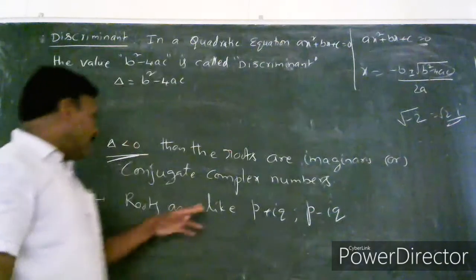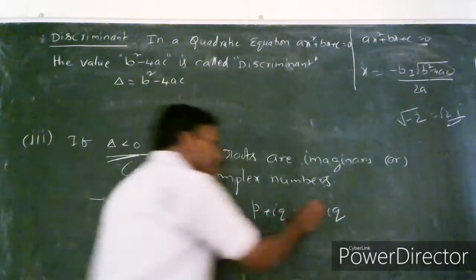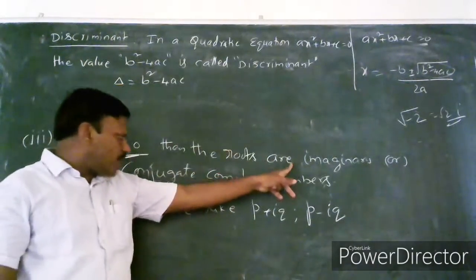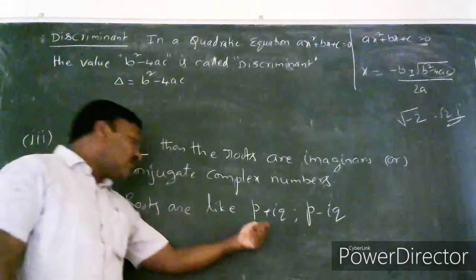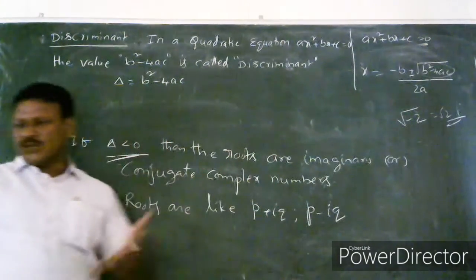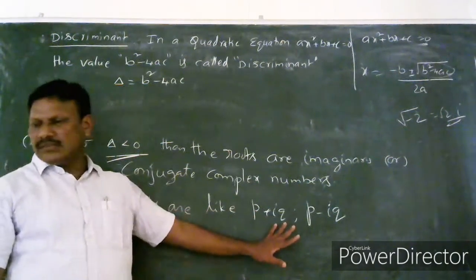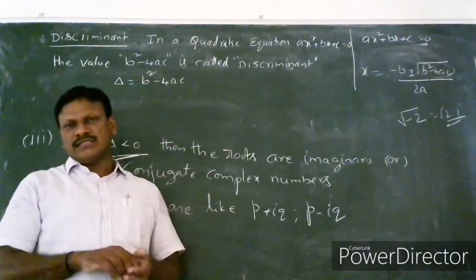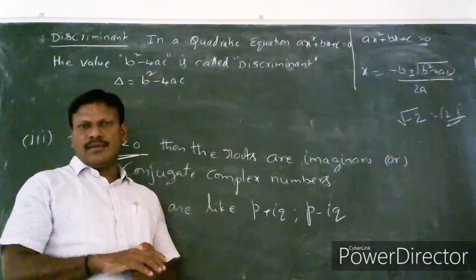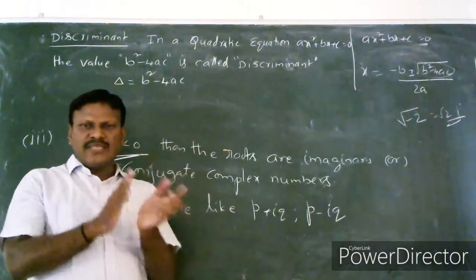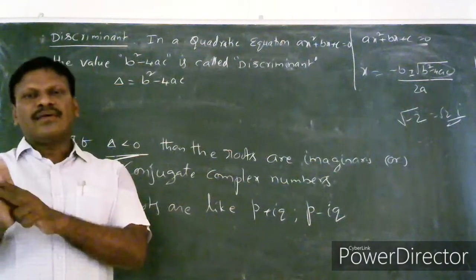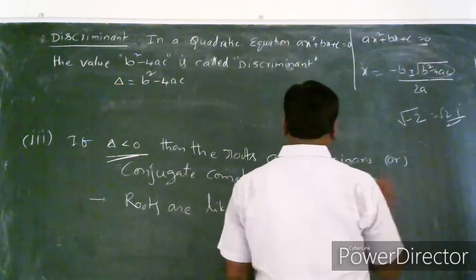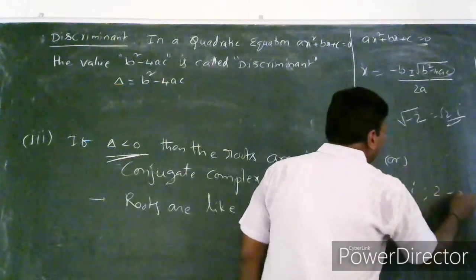One is the p plus iq form, another one is the p minus iq form. So delta less than 0, roots are either imaginary or conjugate complex numbers, in the form of p plus iq comma p minus iq. Here these two are clearly conjugate complex numbers. The definition of conjugate complex numbers: when you take two complex numbers, if their sum is real and the product is also real, those are called conjugate complex numbers. For example, 2 plus 3i and 2 minus 3i.